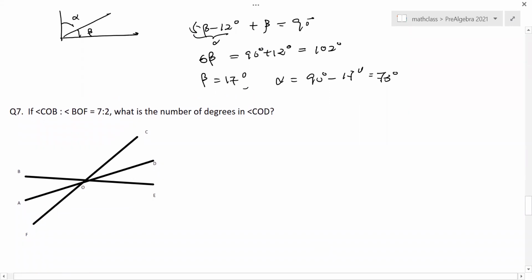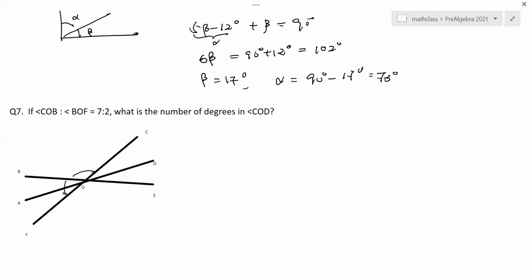Okay, we know COB. So this angle and the B, where's the B? BOF. Okay, so COB, BOF. All right, is there any other conditions? Let me double check. All right, so this is from where? So we have an additional assumption here.